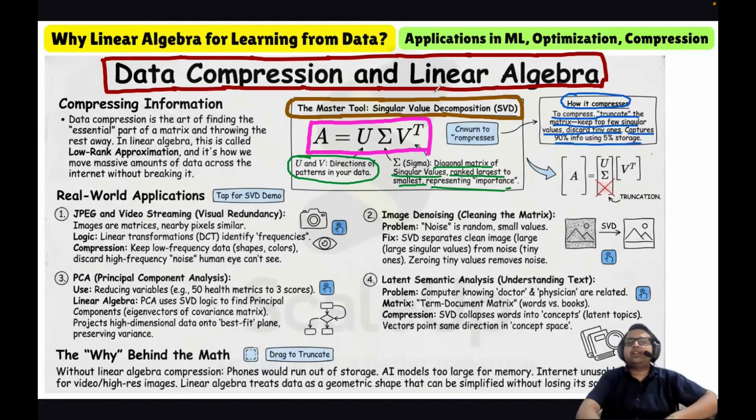So now the idea is very clear, how we do data compression. We make use of a technique of linear algebra, the singular value decomposition, wherein we break the data matrix into three parts, and sigma is a diagonal matrix of singular values ranked from largest to smallest. Only the top few singular values we will consider, and all other values we can truncate, we can discard. In this way, we are retaining 90% of the information using 5% of the storage. So that is how data compression plays a role.